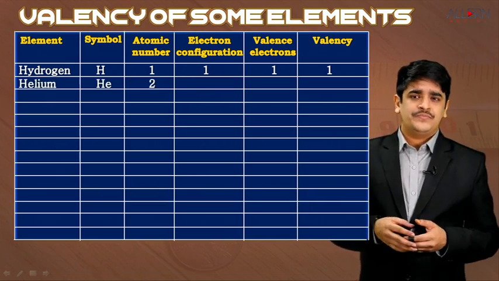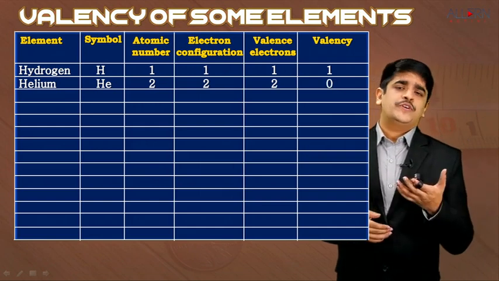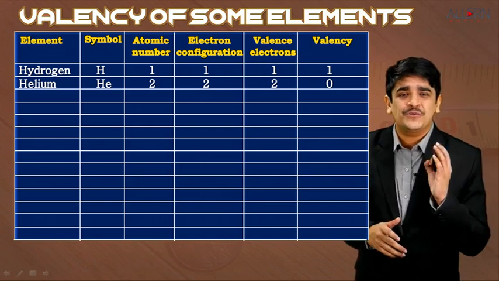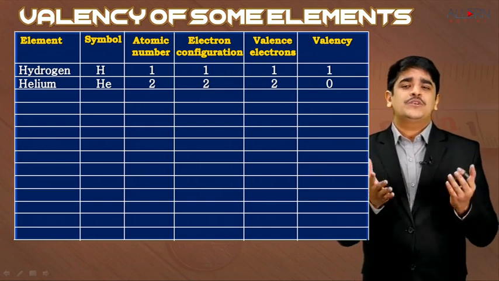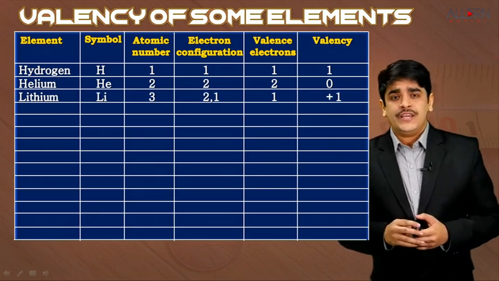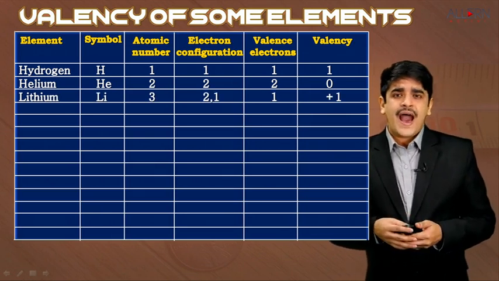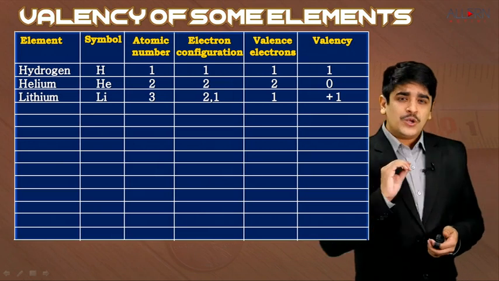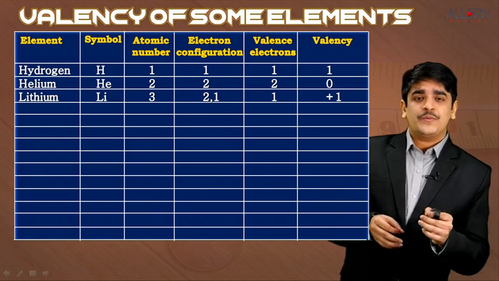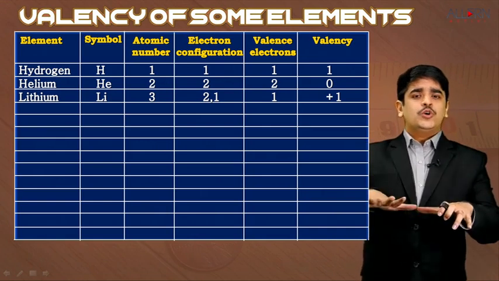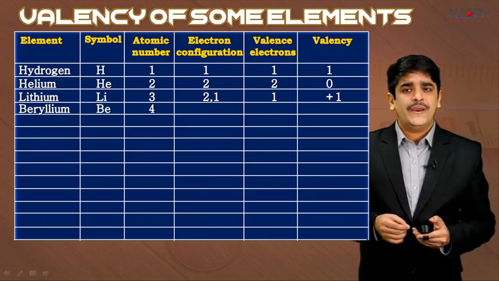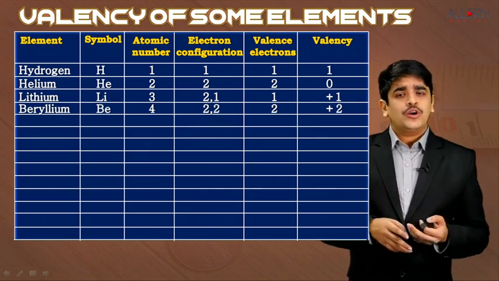Next we have helium, atomic number 2, electronic configuration 2, number of valence electrons 2, but it is stable according to the duplet rule. So the valency is absolutely 0. It doesn't really need to do anything. Lithium, atomic number 3, configuration 2, 1, has 1 valence electron. If it loses that 1 valence electron, it will get the configuration of helium. It will become stable. You lose an electron, you yourself become positive. How much positive? +1.